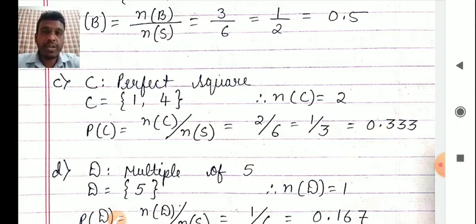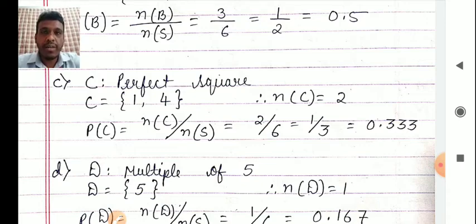So the perfect square numbers we are getting are 1, 4, 9, 16, 25, 36, 49, 64, 81, 100, 121, 144, 169, 196, 225 and so on. So this way perfect square numbers will go on.